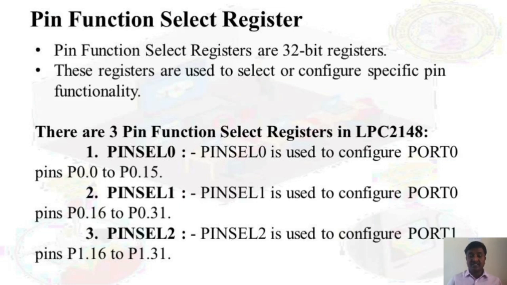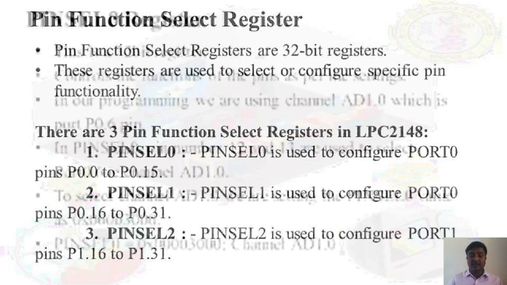When we use the PINSEL1 register, it configures port 0 pins from P0.16 to P0.31. When we use the third register, PINSEL2, it is used to configure port 1 pins P1.16 to P1.31. In our ADC program, out of these 3 pin select registers, we are going to use PINSEL0, that is port 0 pins P0.0 to P0.15.